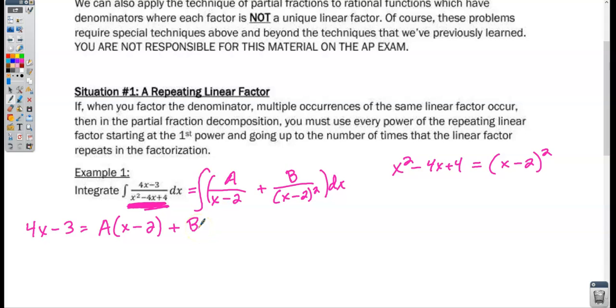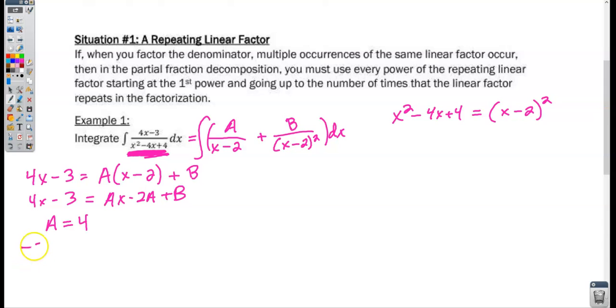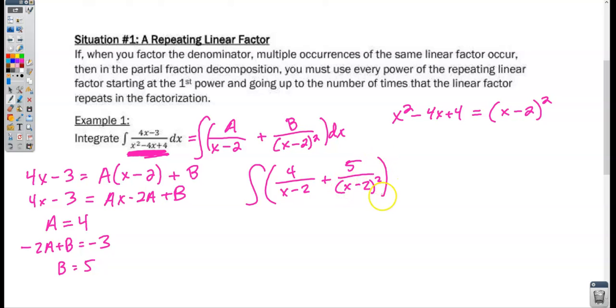And so our system here, we've got Ax minus 2A plus B is equal to 4x minus 3. And so our system is going to be A equals 4 and negative 2A plus B equals negative 3. And we can solve this and we find that B is equal to 5. And so this is our integral that we're going to be taking. We're going to have the integral of 4 over x minus 2 plus 5 over the quantity x minus 2 squared. And there's our integral.